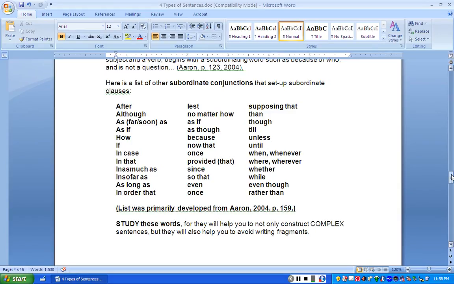Now, we can call it an incomplete sentence. You can call it a subordinate clause. You can call it a dependent clause. I don't care really what you call it. What I want you to understand is what's happening when you're writing.